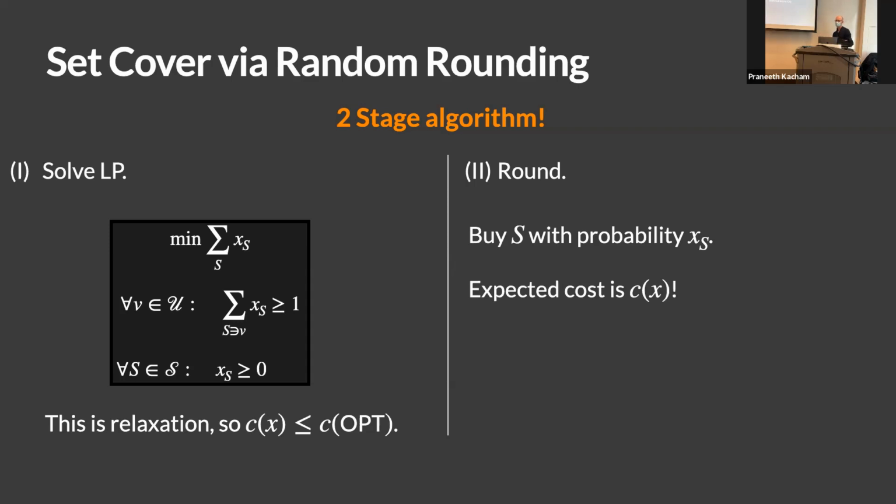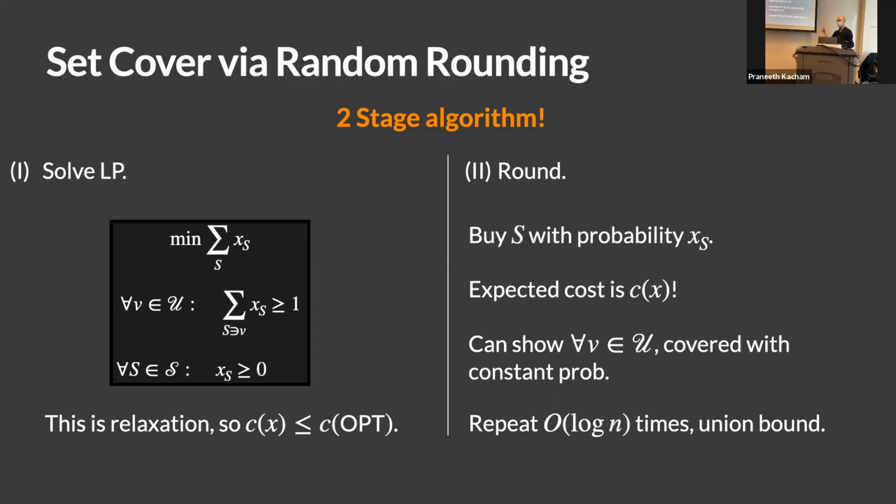We might fail on some of the elements, but you can show that every element is covered with at least constant probability. So if you boost this by repeating it log n times, you can union bound over the elements and you're happy. That was super quick, but basically the expected cost here is order log n times opt. Any questions?